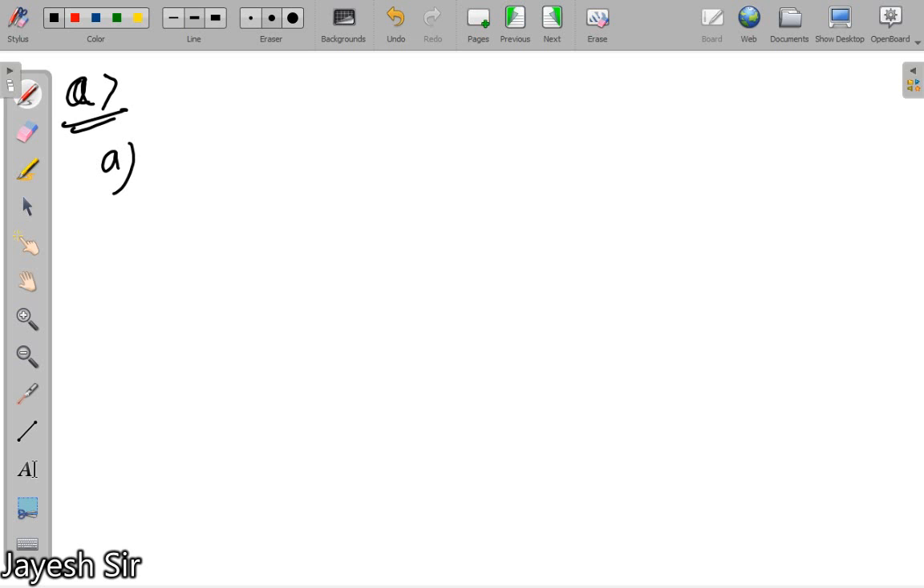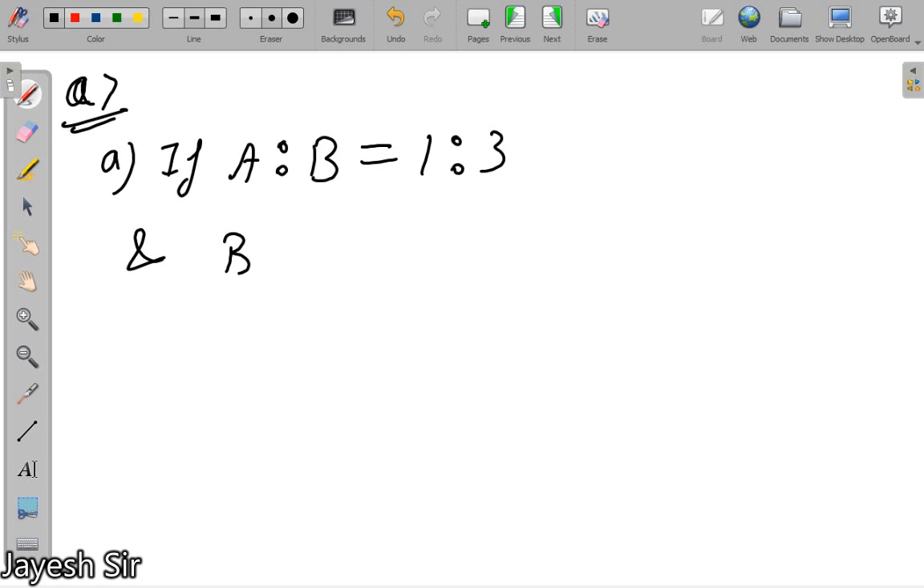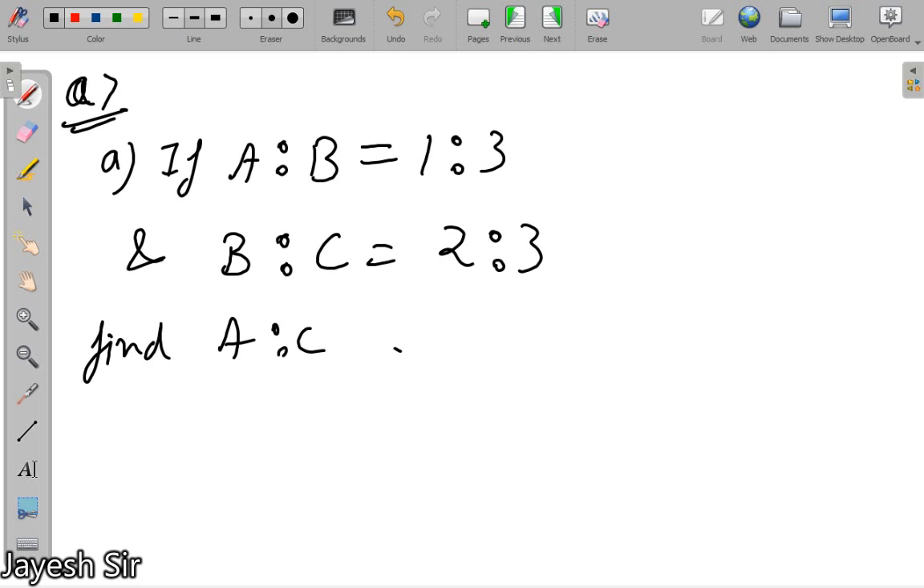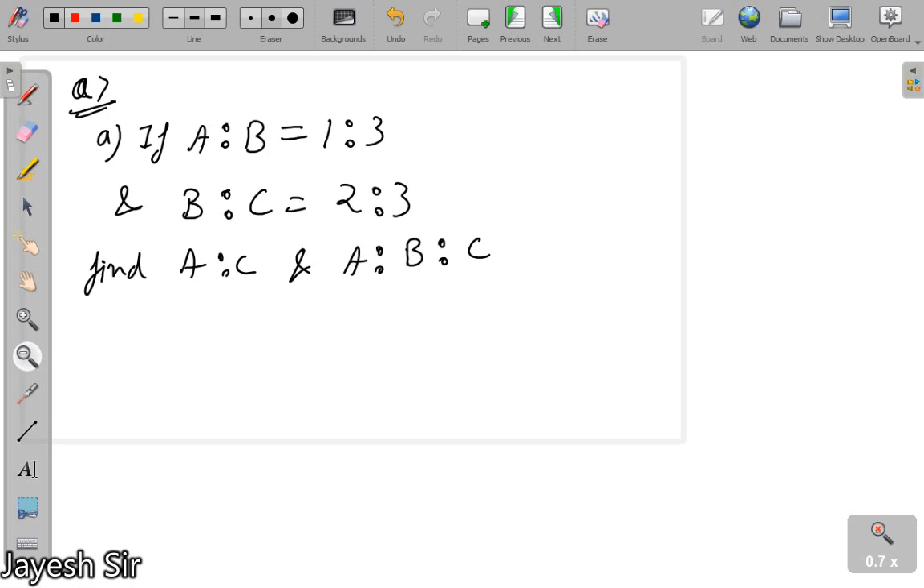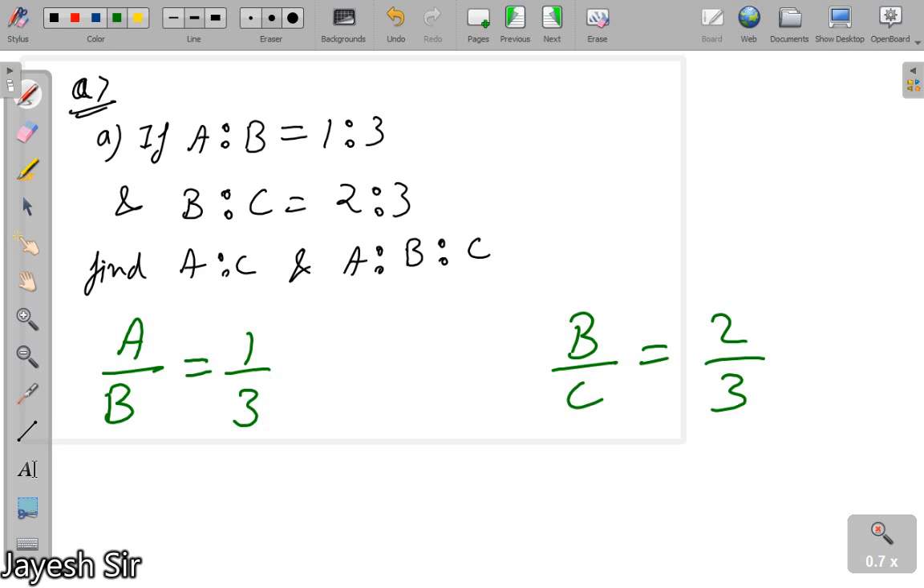In question number 7, A part, if A ratio B is given to you as 1:3 and B ratio C is given to you as 2:3, then find the value of A ratio C as well as A ratio B ratio C. Okay. So this is the question, and what we have to do is, first of all, A upon B is given to you as 1:3 and B upon C is given to you as 2/3.